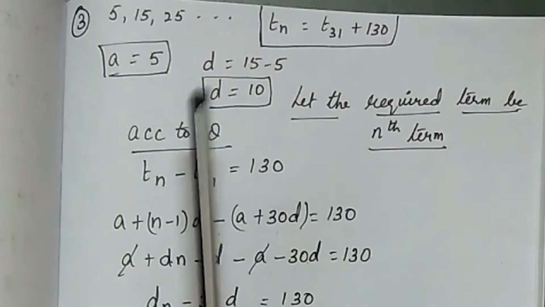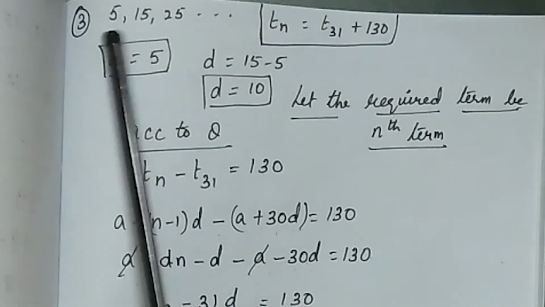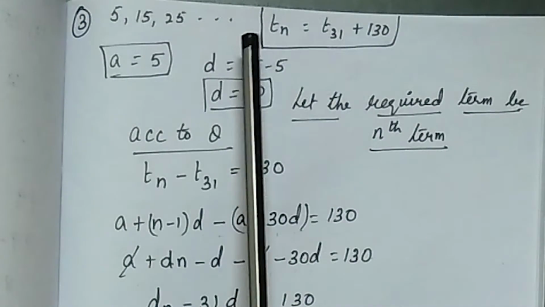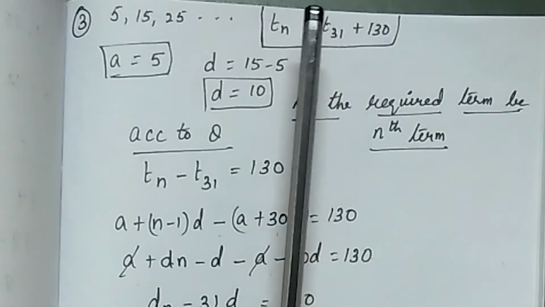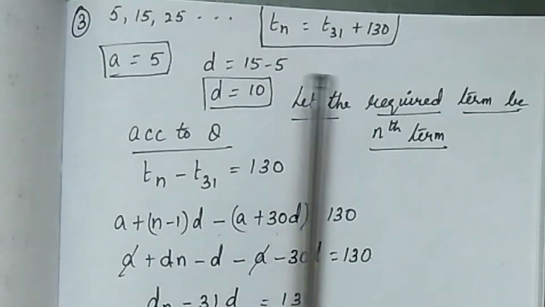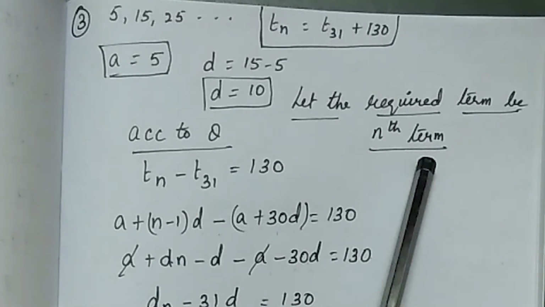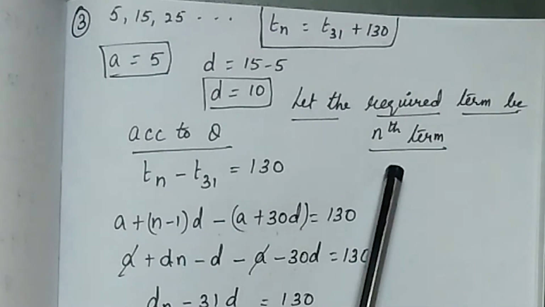Question number 3. Which term of the AP 5, 15, 25 and so on will be 130 more than its 31st term? So which term? We don't know. Let the required term be the nth term.